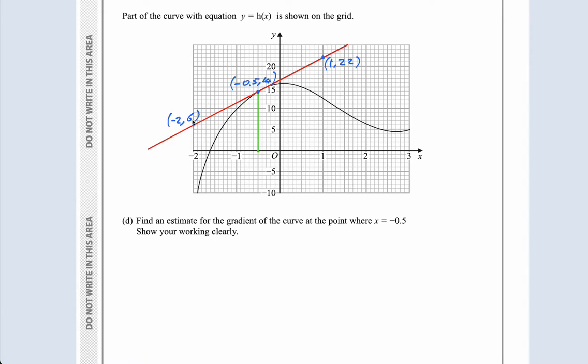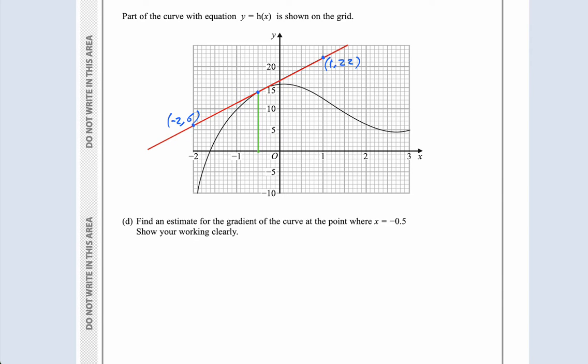Now, bear in mind, you could use this. The only reason I didn't choose 0 is because it's kind of halfway between 16 and 17. So I'd have to use 16.5, which is annoying. So I'm going to use this point and this point. Now the gradient, let's actually just remove this so we're all clear on what's happening.